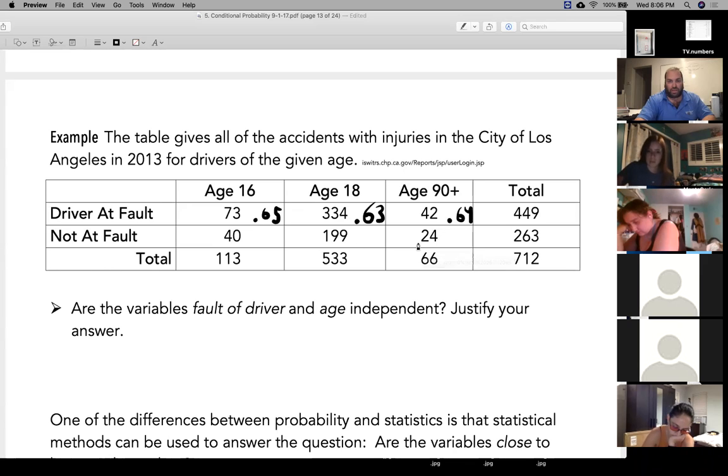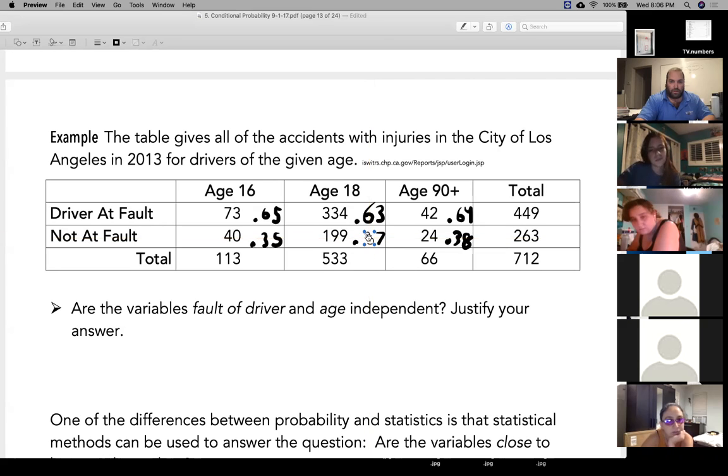And now let's do the second row. I can do it already because they have to add to 100%. So this one has to be 0.35. This one has to be 0.37. And this one has to be 0.38. So what do you say? Are these independent or not independent?